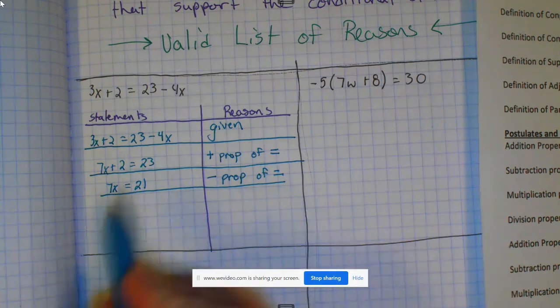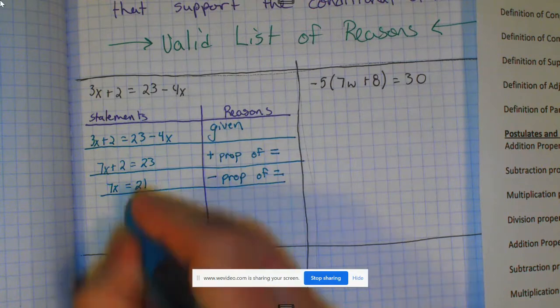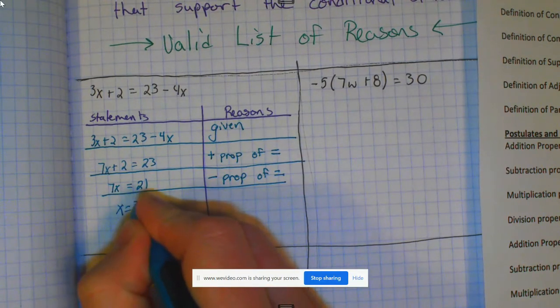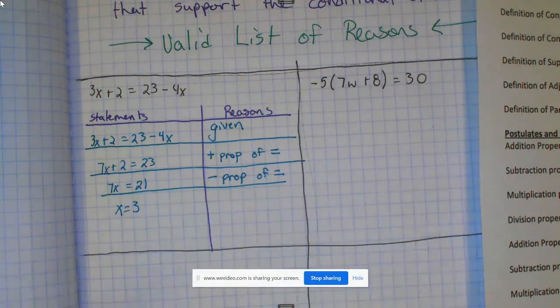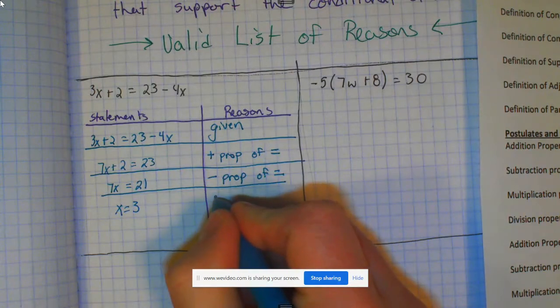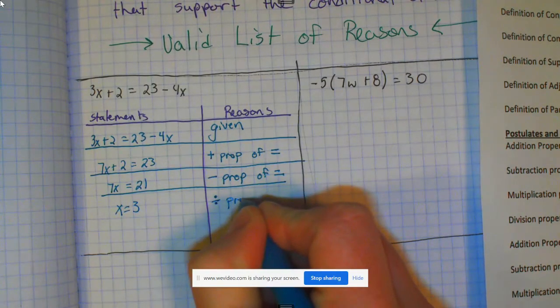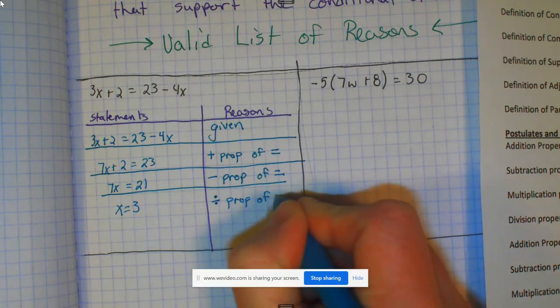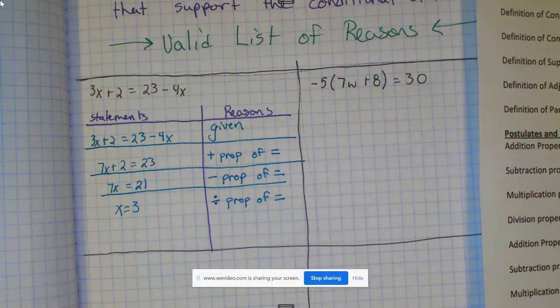And then the last thing, I need to divide both sides by 7. I get x equals 3. And since I divided on both sides, that is the division property of equality. And I'm done. I have what x is. That's all.